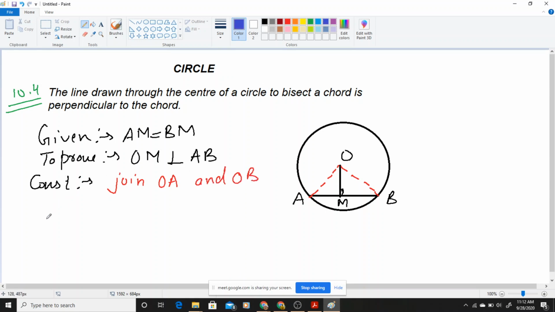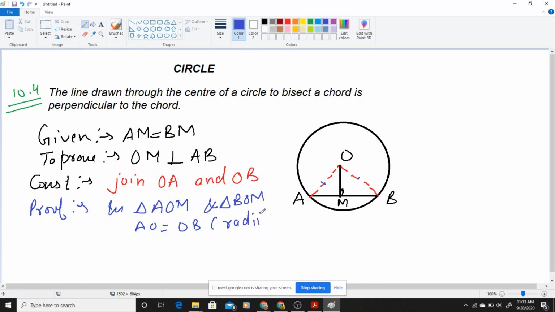So now we will be doing the proof. अब proof करते हैं. So in the proof section again I will be taking these two triangles only. मैं दोनों triangles को लेता हूँ. In triangle AOM and triangle BOM, दोनों triangles को फिर से congruent करेंगे. So if I am having triangle AOM and triangle BOM, AO and OB are equal. AO equal to OB. What reason you will be writing? These are radii.